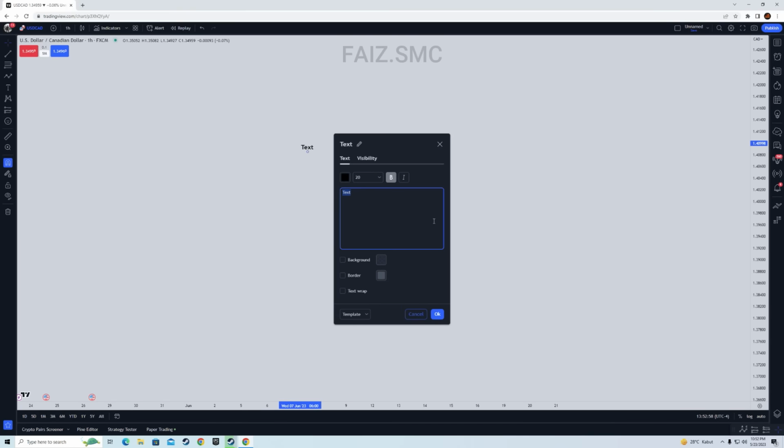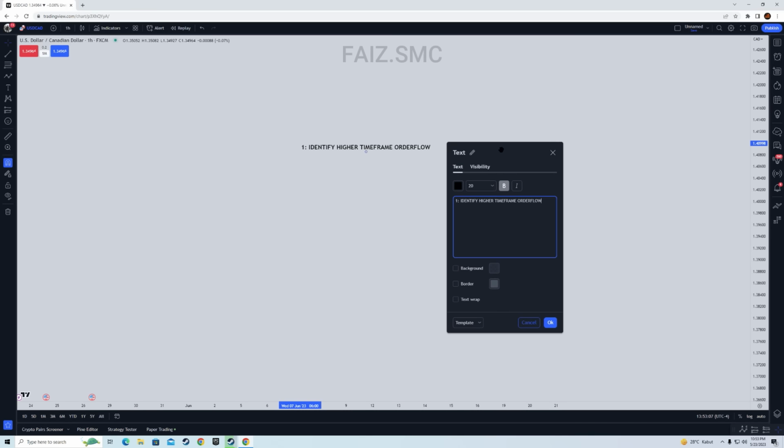But let me give you a strategy that you can use with this pattern. Number one, we need to identify the higher time frame order flow. We are going to use two time frames for this strategy. I'm going to be using the 4-hour time frame as my higher time frame, and 15 minutes for my entries.